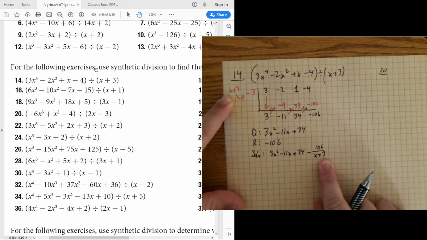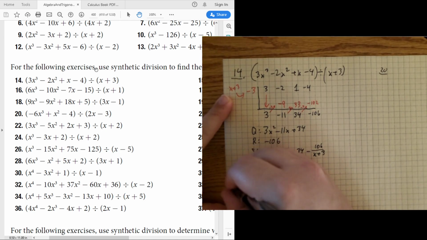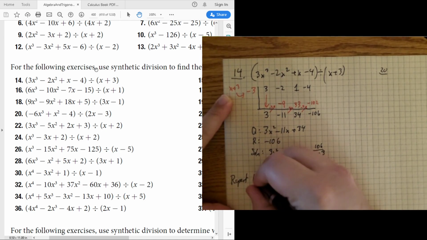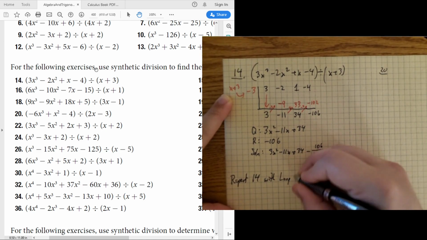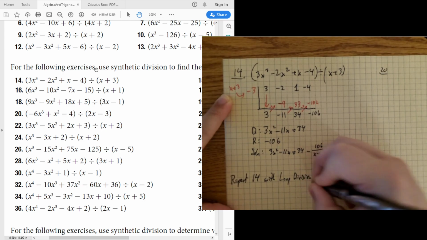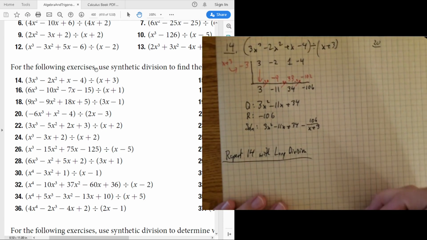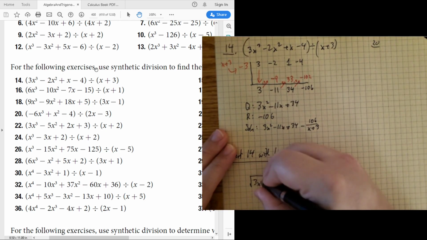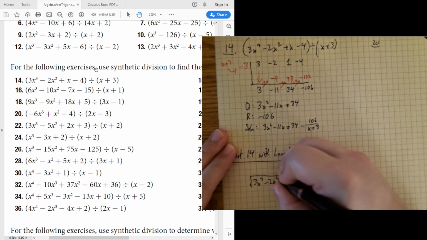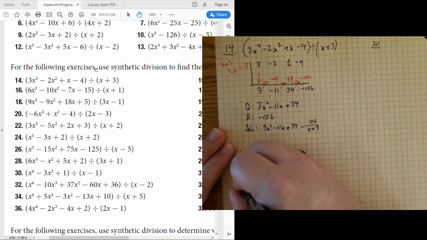Now, just to reiterate this point, I'm going to do this problem again. I'm going to repeat 14 with long division. I have not asked you to do this. That is because, well, it's stupid. And secondly, because even once you do it with long division, you're going to get the exact same result if we did this correctly. So let's prove it. Exact same problem now. 3x cubed minus 2x squared plus x minus 4 divided by x plus 3.